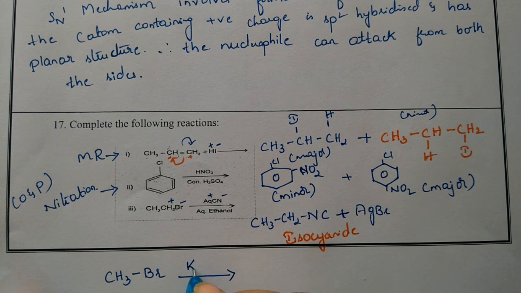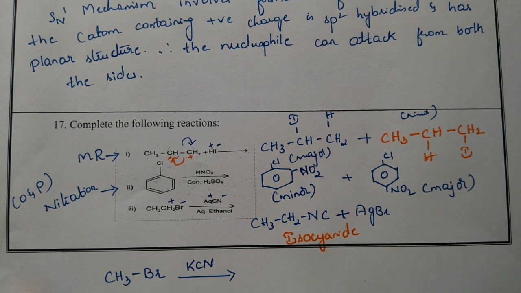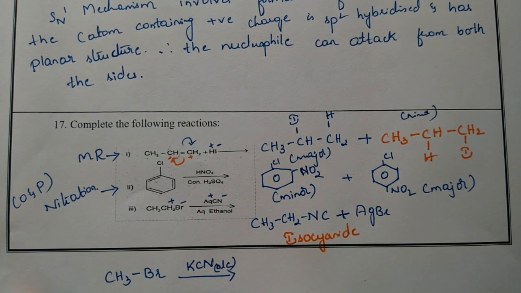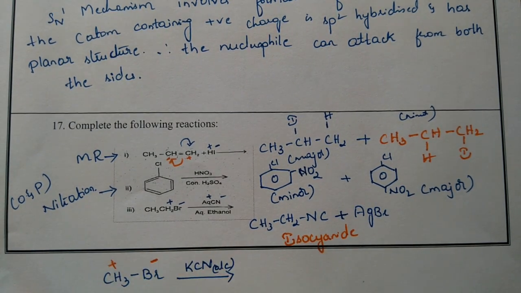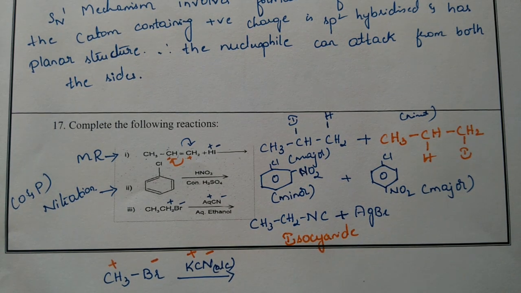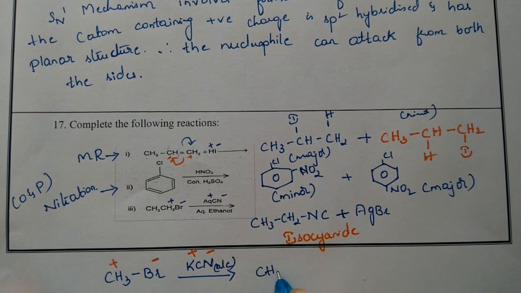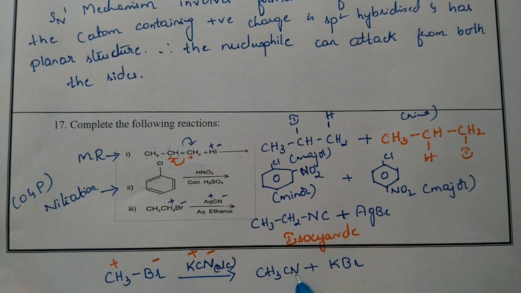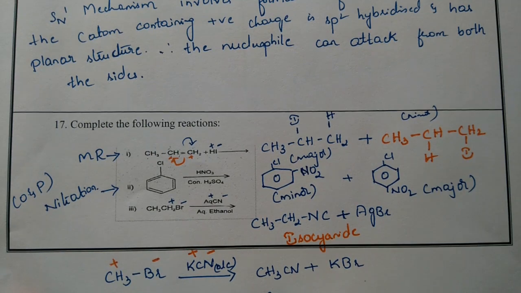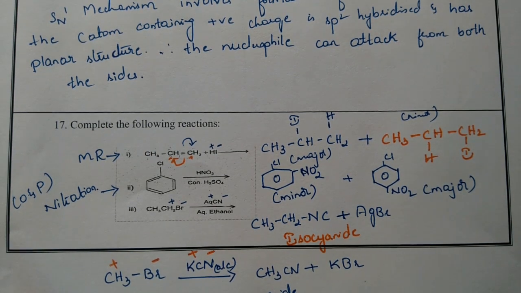Along with that, KCN. AgCN it is KCN and it is also alcohol. You can write that one as ethanol or you can mention as alcoholic KCN. So the same thing, it is CH3 plus Br minus K plus CN minus. Then the product we are going to get is CH3CN plus KBr. That is cyanide. CN is nothing but cyanide, methyl cyanide.